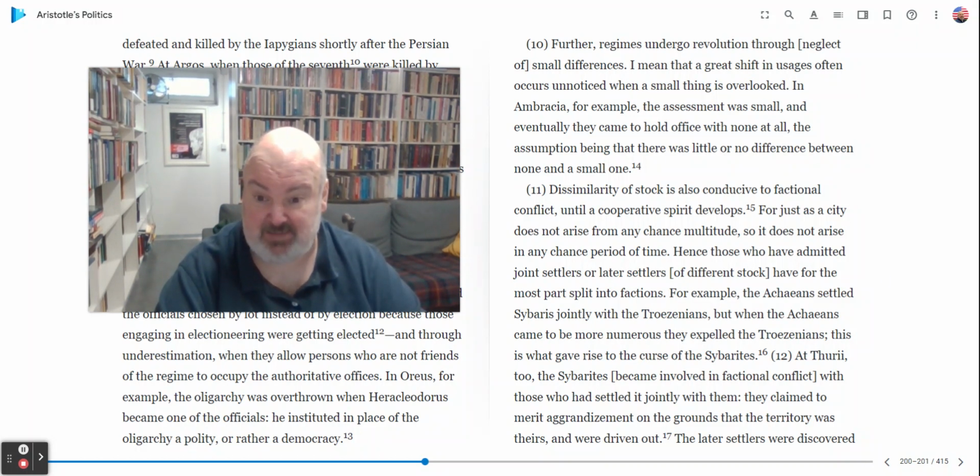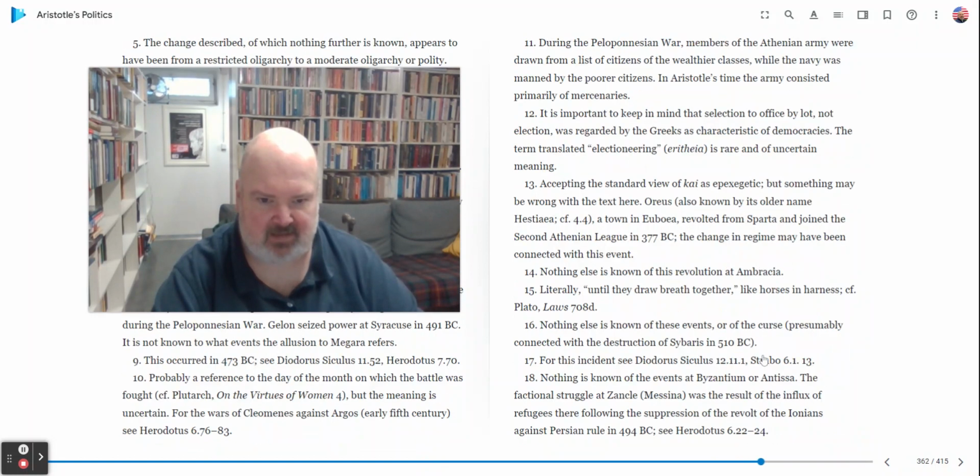Again, this is the similarity of stock in that sense, right? Of this, and they get into factions. He says, for example, the Achaeans settled in Sybaris jointly with the Troezenians, but when the Achaeans came to be more numerous, they expelled the Troezenians. This is what gave rise to the curse of the Sybarites.